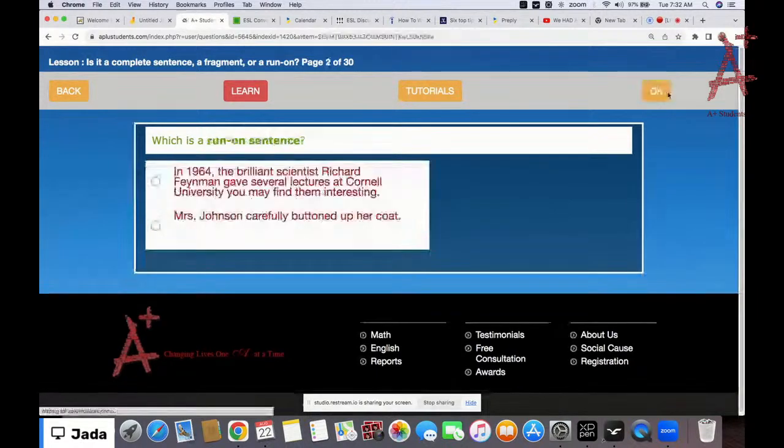Now we'll do run-on. In 1964, the brilliant scientist Richard Feynman gave several lectures at Cornell University. You may find them interesting. Mrs. Johnson carefully buttoned up her coat. So now, if you look at this one, it has two sentences joined together. You need to separate them, okay? But then this one, Mrs. Johnson carefully buttoned up her coat, is a complete sentence.